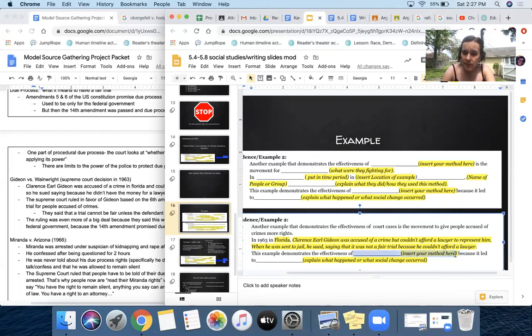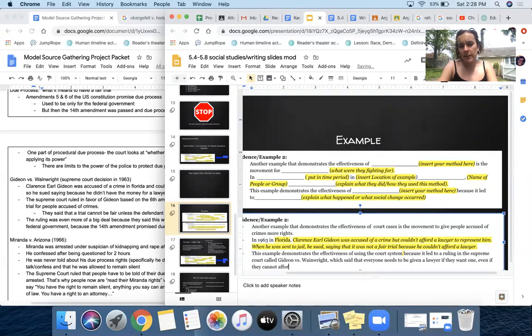It demonstrates the effectiveness of using the court system because it led to a ruling in the Supreme Court called Gideon versus Wainwright, which said that everyone needs to be given a lawyer if they want one, even if they cannot afford it. So really, it worked, right?